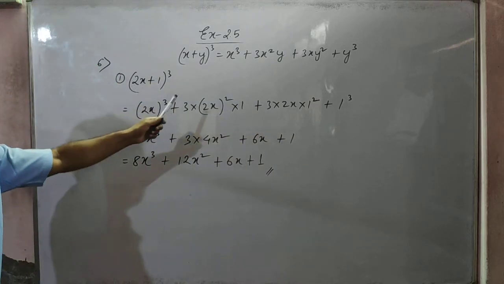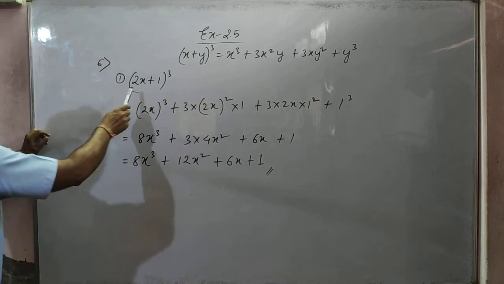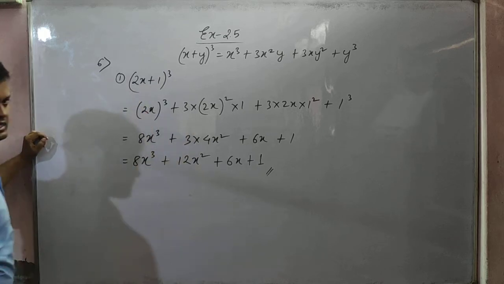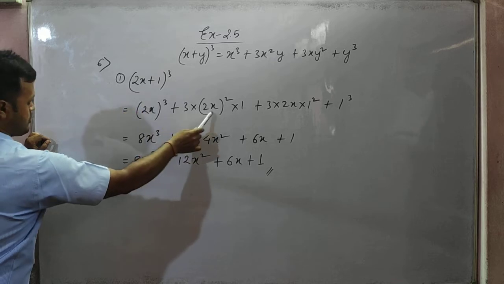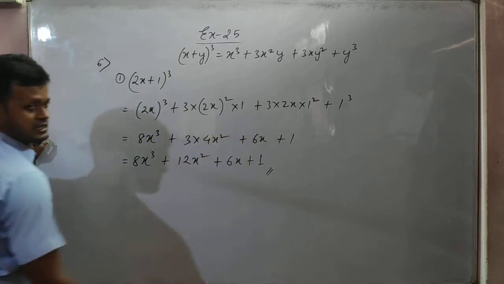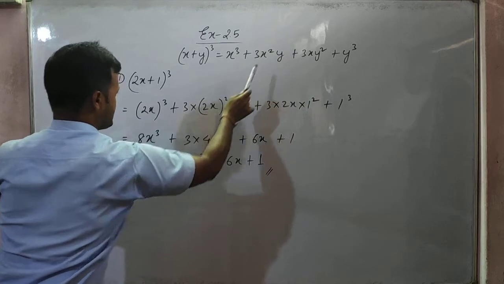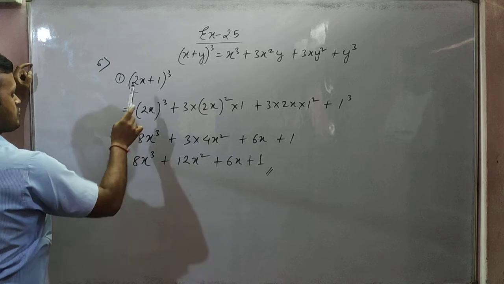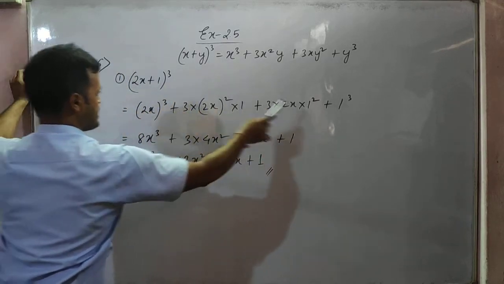First you have to write x cube. So this is x and this is y. So write x cube, 2x whole cube plus 3x square y, 3 into x square into y, plus 3xy square, 3 into x into y square, plus y cube, that is 1 cube.